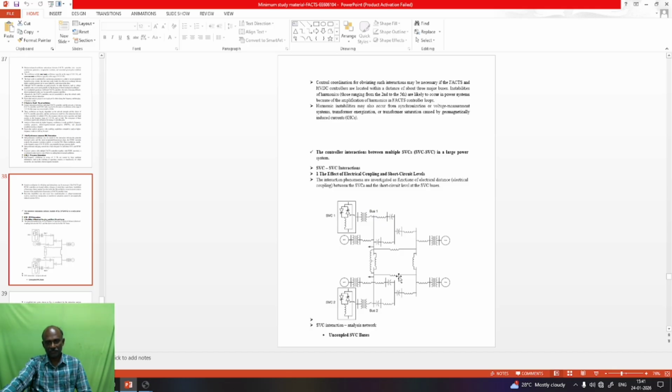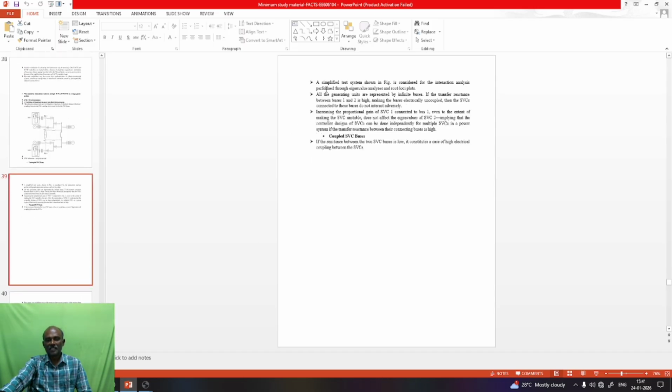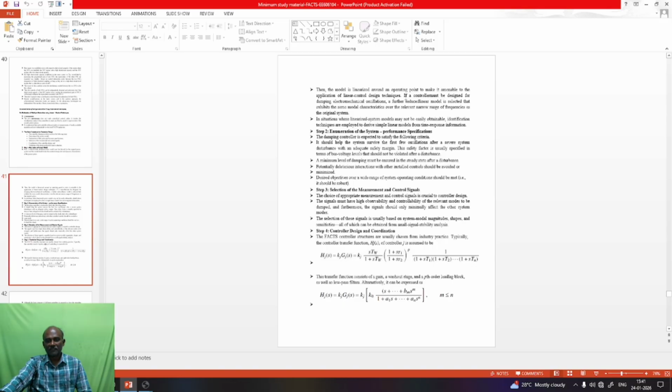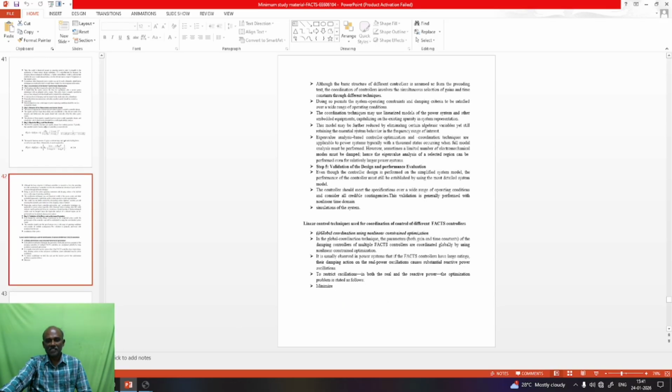Here we have two SVCs. The interaction is taking place between the two SVCs, SVC1 and SVC2, and we have this coupling. How to coordinate the multiple controllers using the control techniques and mathematical modeling, using which we can arrive at a solution avoiding the interaction taking place between the two controllers.